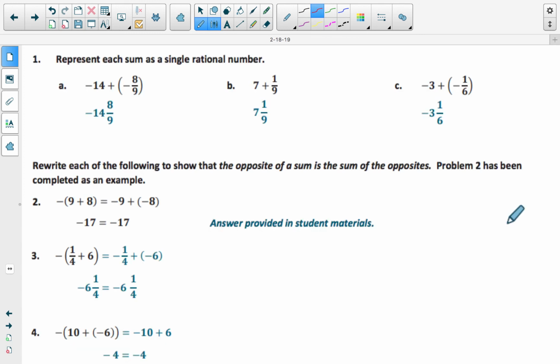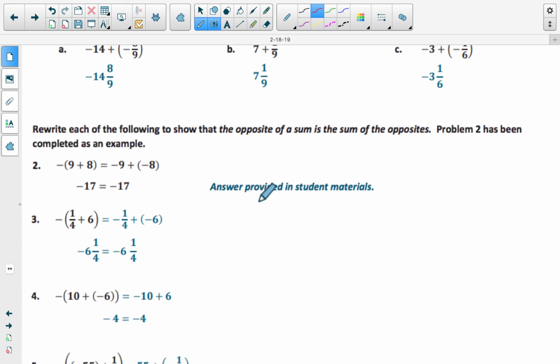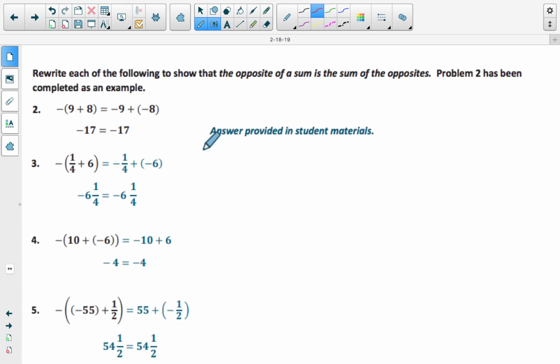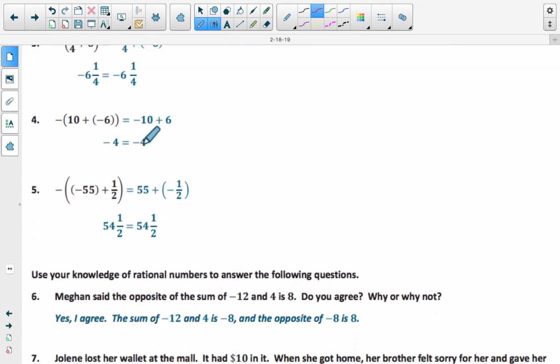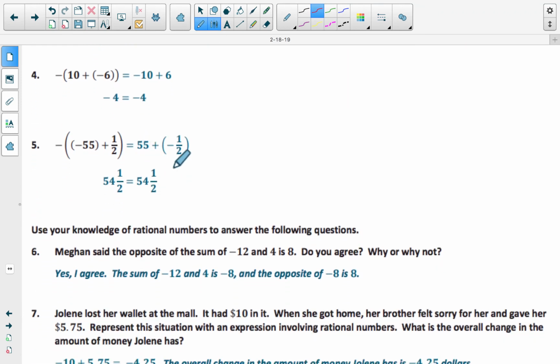So for 1A, B, and C, you can see the answers, writing each sum as a single rational number or a mixed number. Moving down to 2, 2 was done for you. 3, you should have gotten -6 1/4 for each side. 2 was an example just so it's clear what you were supposed to do, which is also written up here in the directions. Number 4, you should have -4 is equal to -4. And for number 5, you should have 54 1/2 is equal to 54 1/2.